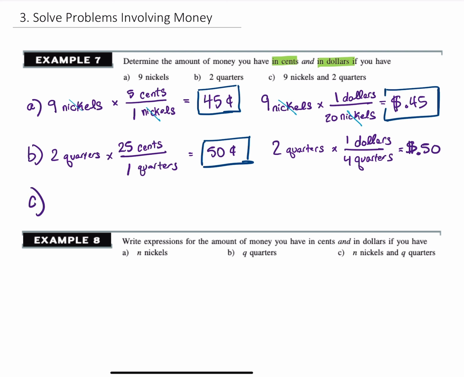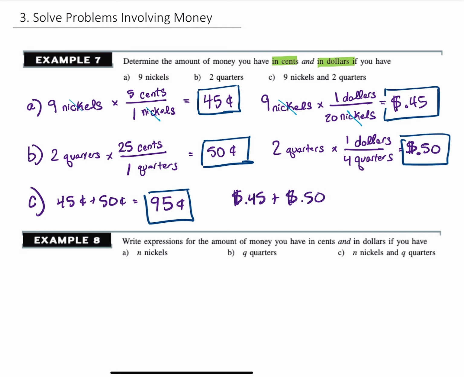And then part C, 9 nickels and 2/4. Well, we've already found out in cents and dollars for each one, so 45 cents plus 50 cents, that's 95. And 95 cents, well, that's 0.95. We can do that by adding these two together. Maybe I'll just do that for the sake of showing it. So we're doing 0.45 plus 0.50, so 0.95.